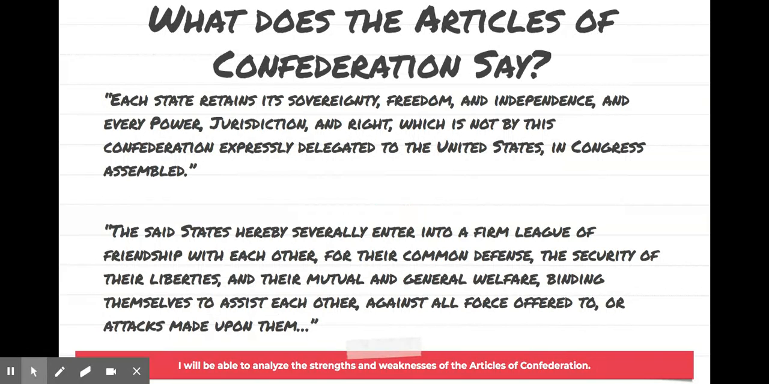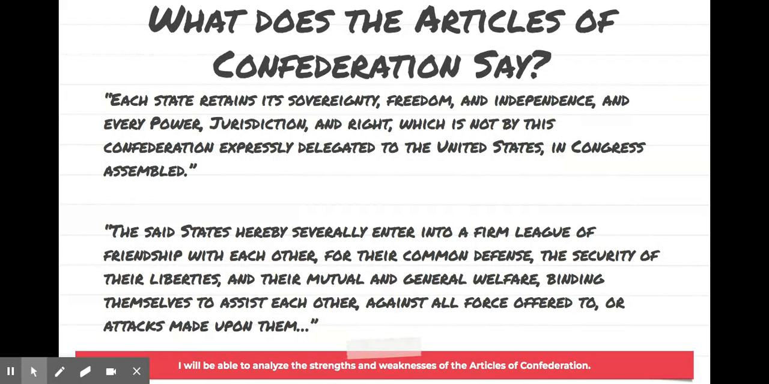Okay, so what are some of the things the Articles of Confederation say? So let me read this part, okay? This is the actual wording in the Articles of Confederation. "Each state retains its sovereignty, freedom, and independence, and every power, jurisdiction, and right, which is not by this Confederation expressly delegated to the United States in Congress assembled."